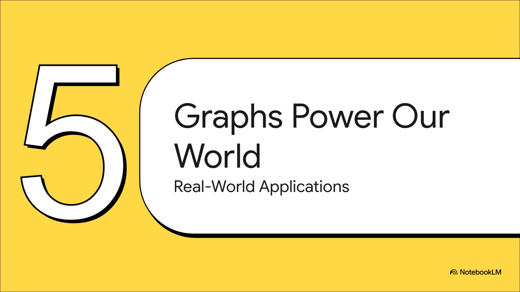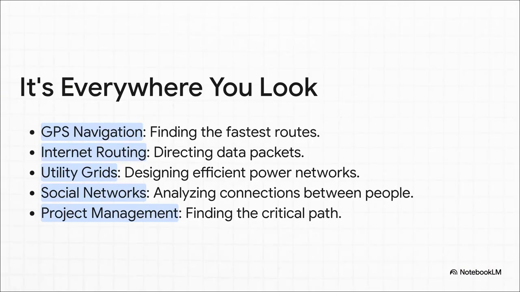So as you can see, this hidden language isn't just for solving fun little puzzles. It is a fundamental tool that is actively shaping our modern world in countless ways. This language of networks, it's literally everywhere. It's guiding your car with GPS. It's routing this very data to you across the internet right now. It's being used to design efficient power grids and even to analyze our social networks. And, as we just saw, it's the key to keeping massive, complex projects on schedule.